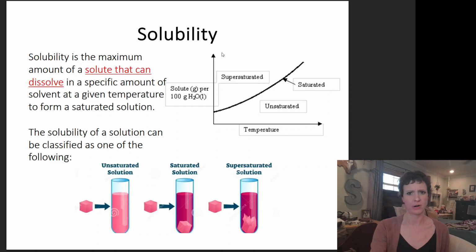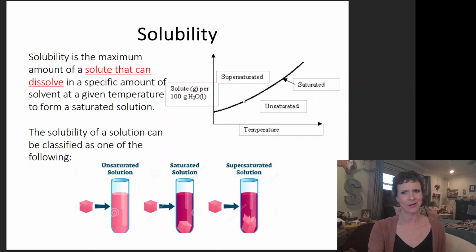We're going to go over a lot of these what's called solubility curves, but what this is showing is basically what the definition of solubility is. It is showing up here on the y-axis the amount of solute in grams per 100 grams of water. That 100 grams of water represents that given amount of solvent. So here water is the solvent. I want to know how many grams of my solute can dissolve in 100 grams of water at a certain temperature. So if I look at the x-axis, I have temperature increasing this way.